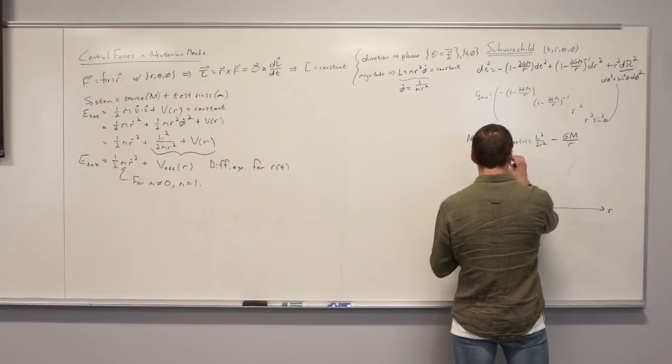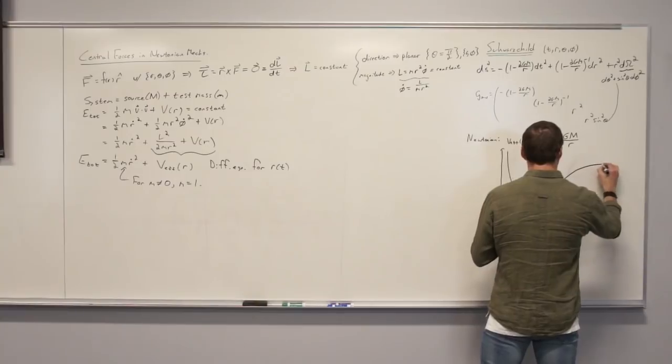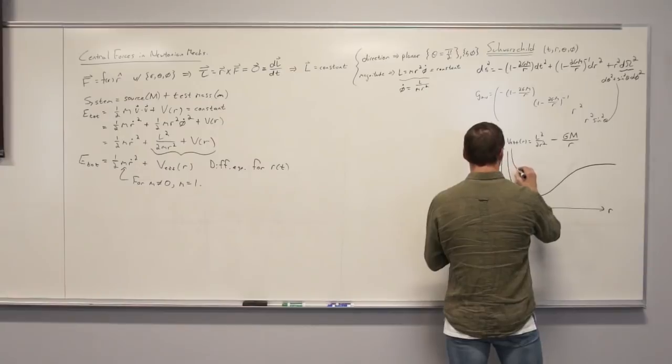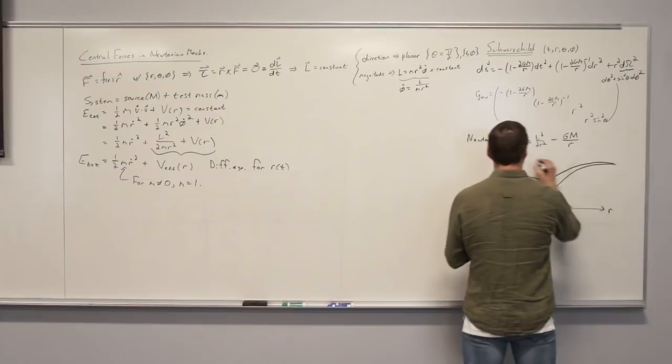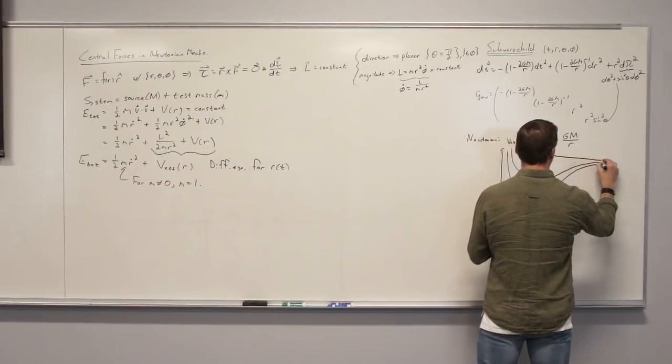L equals 1, something like this. L equals 2, something like this. And then L equals 3 might look something like this.